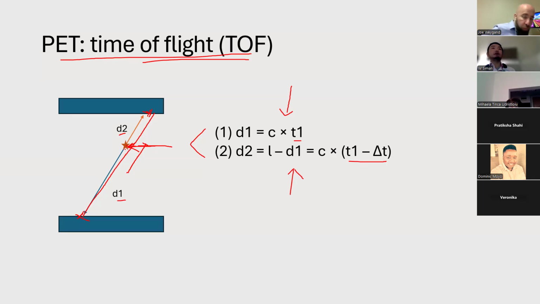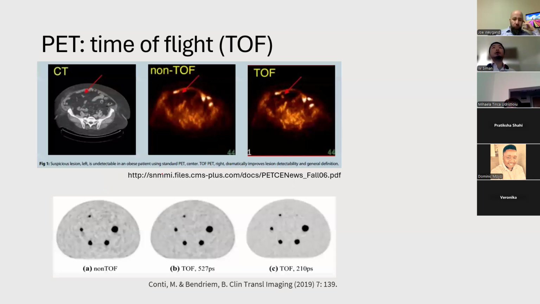If it happens, then it means that you have an infinite time resolution. So that's not the case. The time of flight actually improves your contrast. It does not improve your resolution. I repeat, time of flight improves your image contrast. It does not improve your resolution.